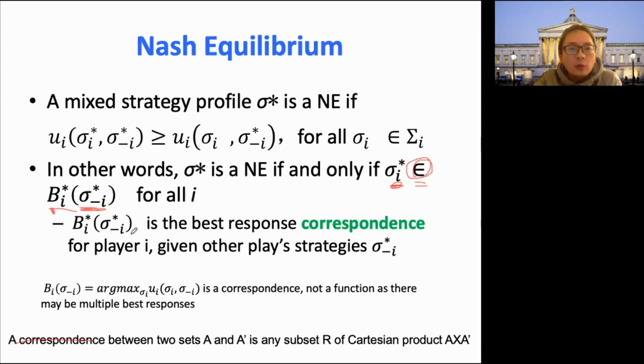So let's have a formal definition of this best response correspondence. It is the best response correspondence of player i, given other players play the strategy sigma minus i star.